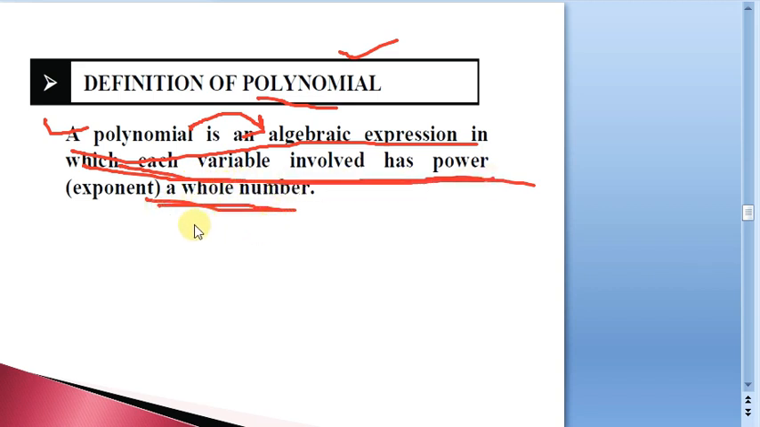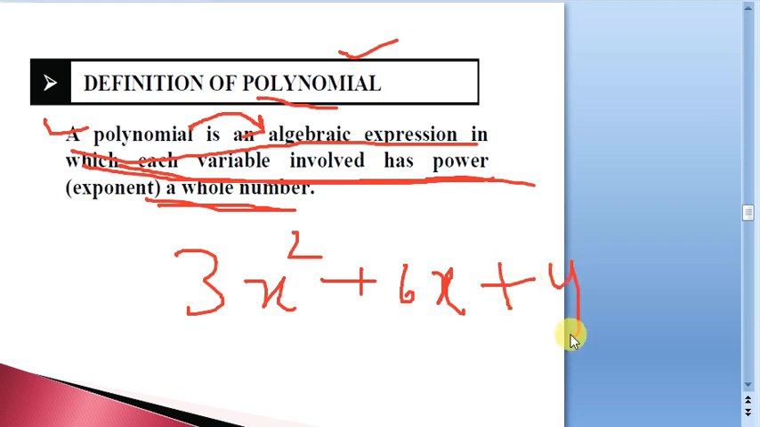For example, let us say 3x square plus 6x plus y plus 9. This is what I have taken. First of all, see whether it is an algebraic expression or not. Always remember, everything will be an algebraic expression which involves variables, constants and plus signs in between. Now see the condition: each variable involved, here x is a variable and y is a variable, and the power should be a whole number.